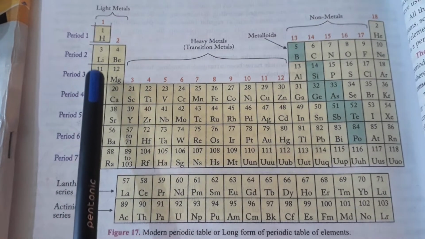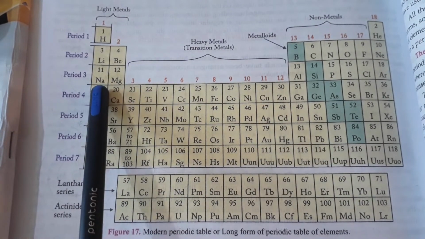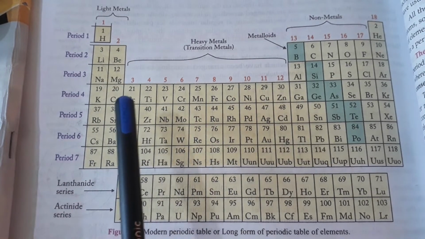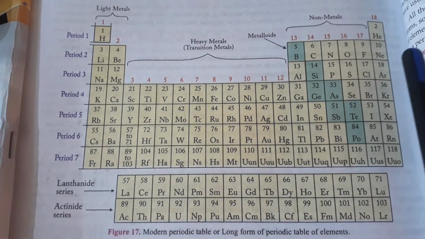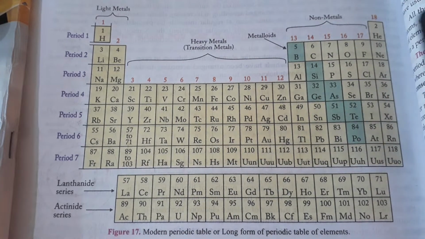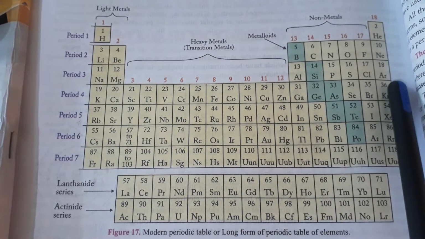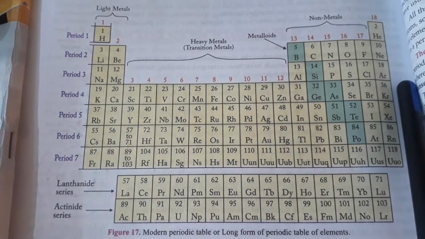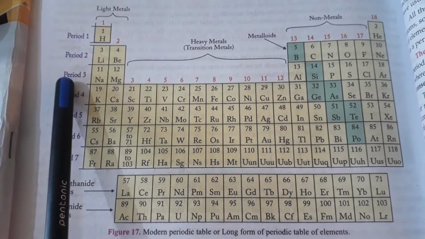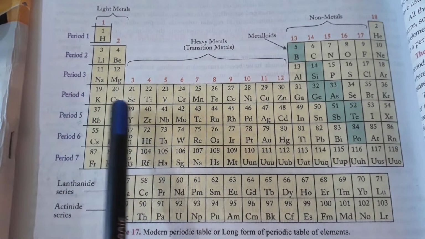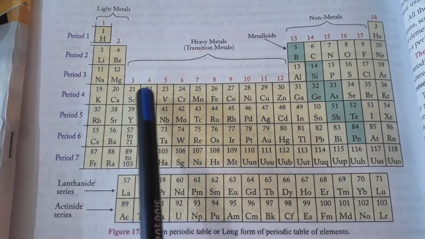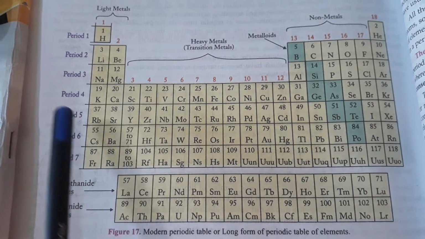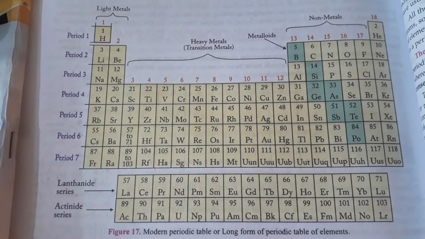When we are talking about period 3, sodium, its atomic number is 11, electronic configuration is 2, 8, 1. And what about argon? 2, 8, 8. So from sodium to argon, they require 3 shells for completing their electronic configuration. So they are placed in period 3. Period number 4, potassium, 2, 8, 8, 1. Like this, the period number is related to the number of shells occupied for their electronic configuration.